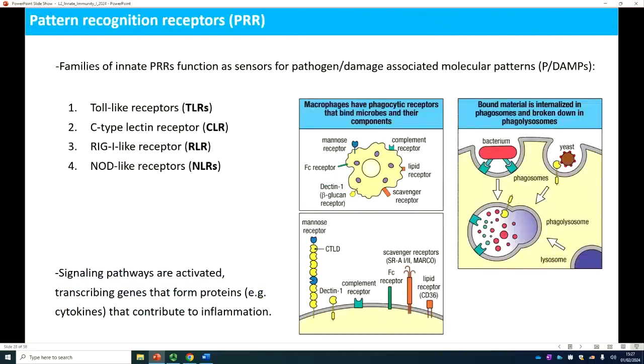In terms of the pattern recognition receptors, they can fall into several classes. We have our toll-like receptors, or TLRs. We have our C-type lectin receptors, our RIG1-like receptors, but also our NOD-like receptors. We'll mainly focus today on the TLRs and the NOD-like receptors. Essentially, the function of these is they will activate signaling pathways, and the ultimate result is that we'll get gene transcription that will result in the formation of proteins. These can be cytokines, and these cytokines can go on to contribute to the inflammatory response.